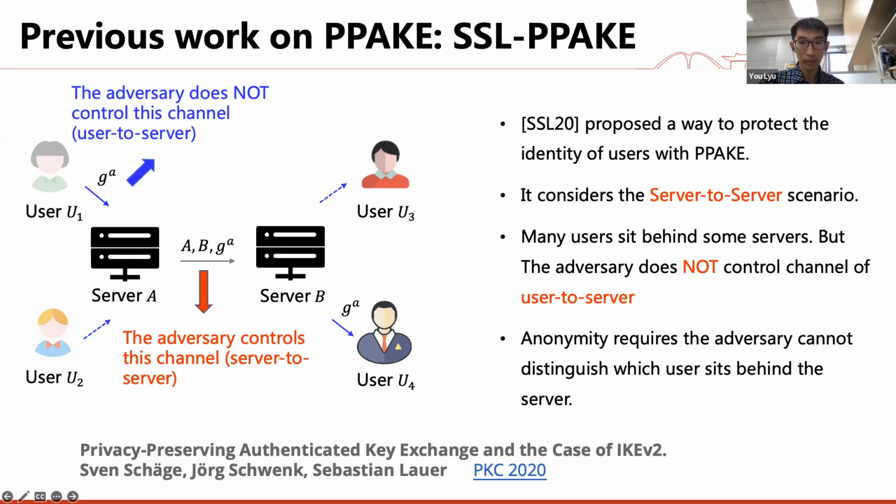For example, if user U1 wants to start a session with user U4, instead of sending messages to U4 directly, it will send its message to its agent server A. Then the agent server A communicates with server B, and server B finally passes the message to the target user U4. Anonymity in this setting requires the adversary cannot distinguish which user sits behind the agent server, even if they can control the server-to-server channel.